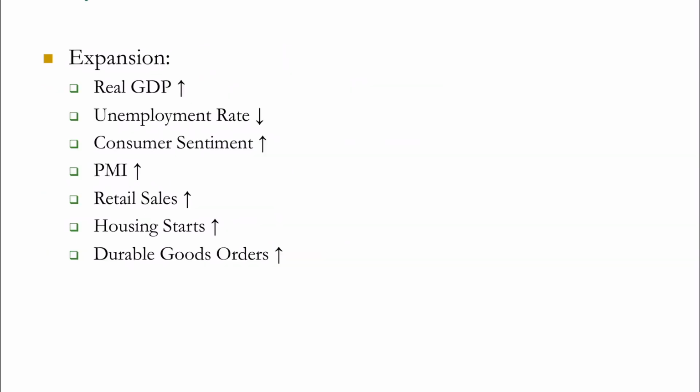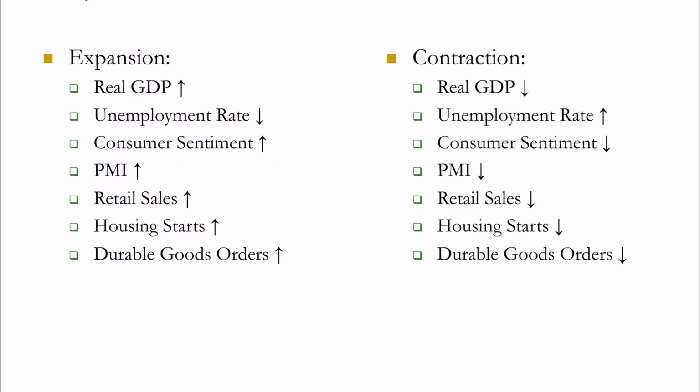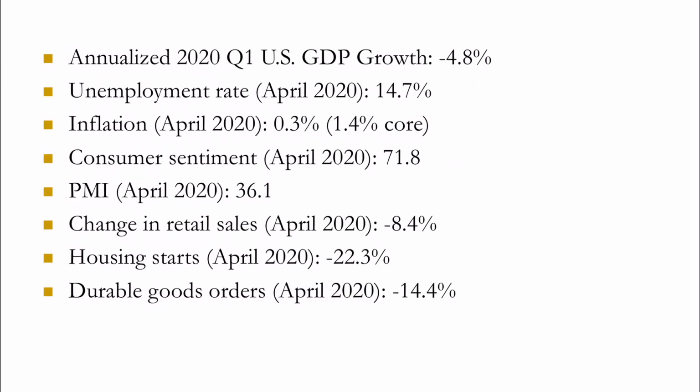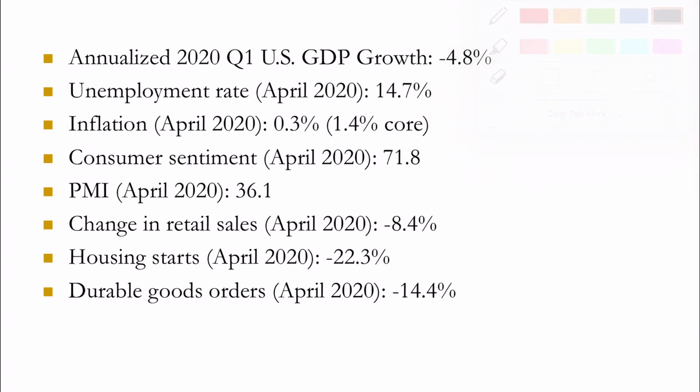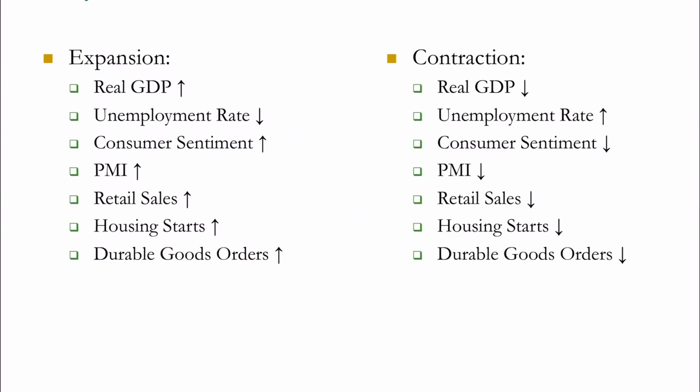With our key economic indicators, in an expansion period, everything goes up except for your unemployment rate, and in a contractionary period, everything goes down except for your unemployment rate going up. So you can clearly see that in April of 2020, when we looked at these, everything went down. Every one of our indicators was decreasing from the previous periods, except for unemployment, which showcases that we were in a contractionary period due to a multitude of factors.